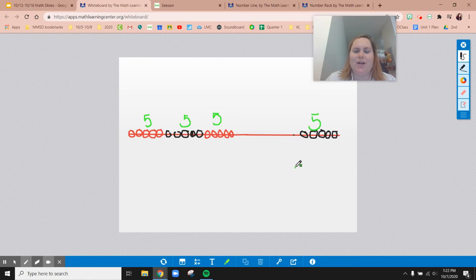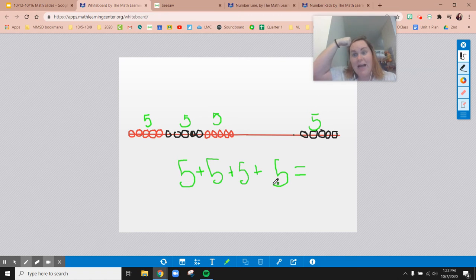What if I wanted to know how many beads there are total on our bead string? So that would be the problem 5 plus 5 plus 5 plus 5. Ooh, that seems kind of big. But wait, I remember that I can count by 5s really quickly, right? So let's do that together. Let's count by 5s. Ready? 5, 10, 15, 20. So our answer is 20. There are 20 beads on our bead string.